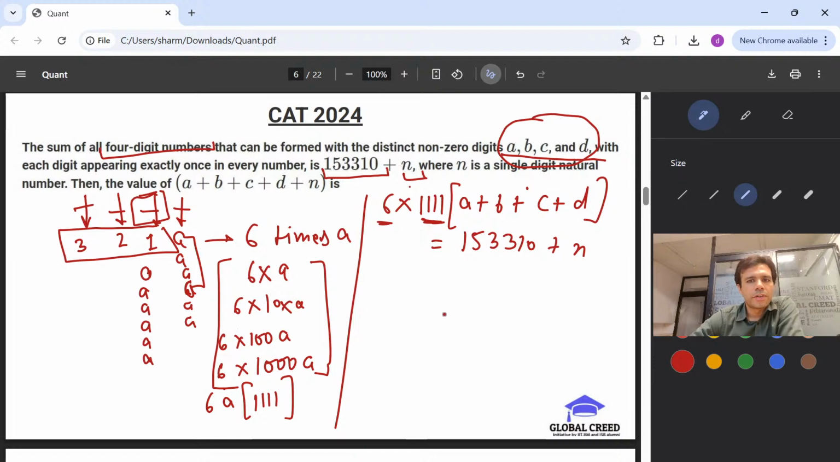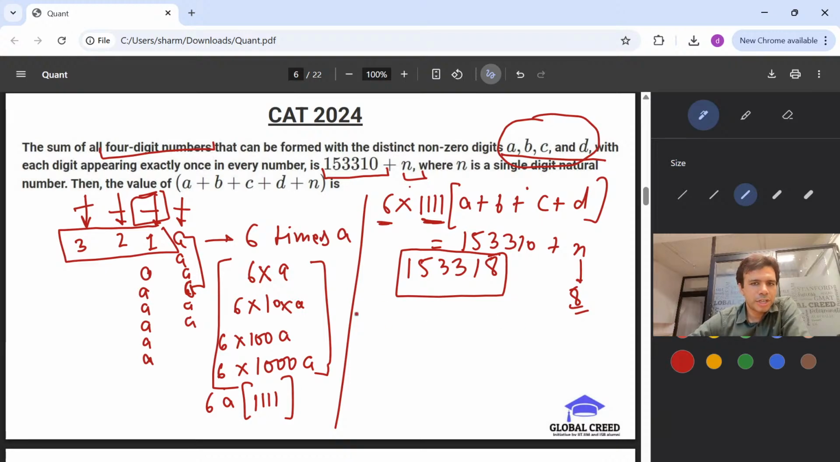Now, if I check here, what it tells me is, if I look at the multiple of 1111, a multiple is 153318. This is a multiple of 1111. Now that basically tells me that the value of n should be 8. n is a single digit, the value of a plus b plus c plus d plus n.